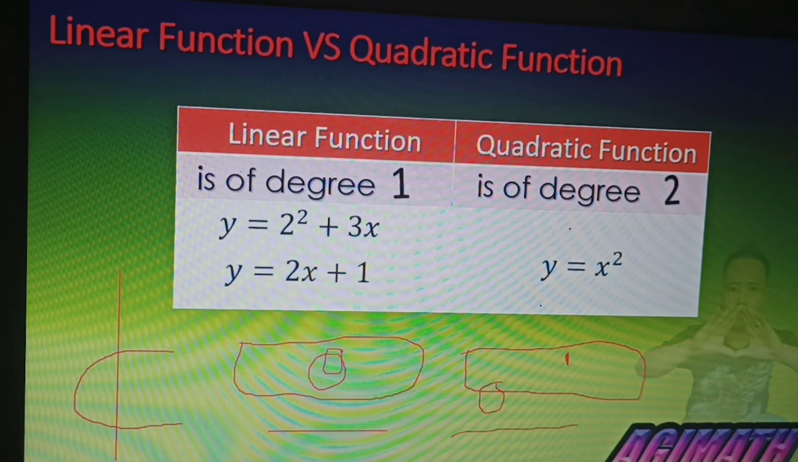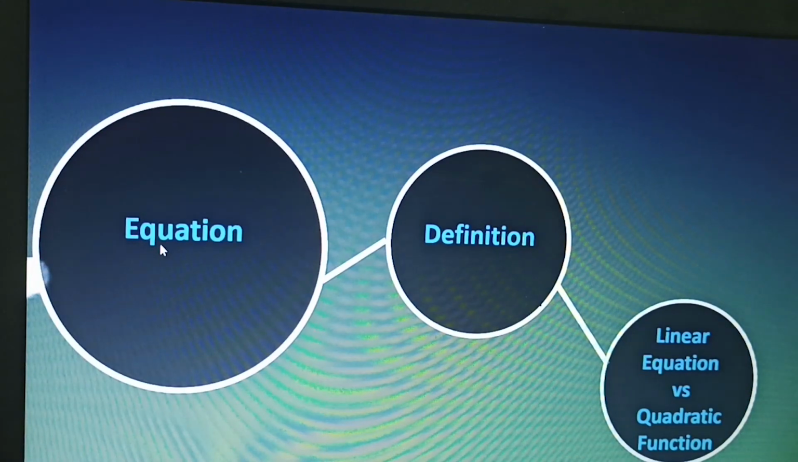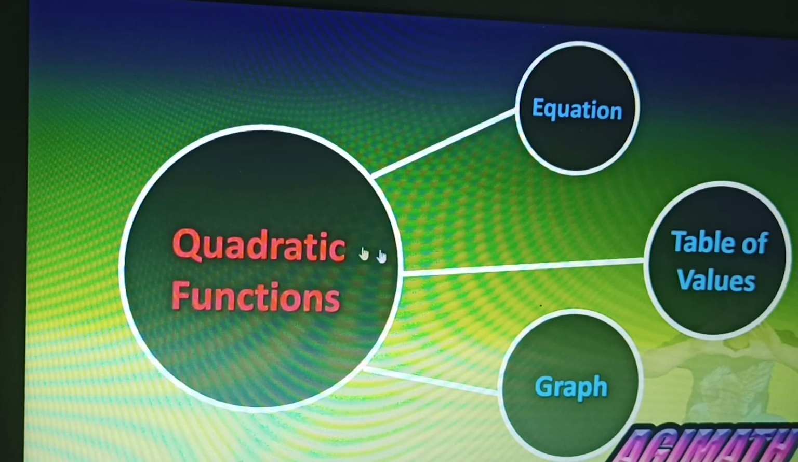I think it's clear to you now. I hope so. So we already differentiate linear function from quadratic function through their degrees. Now let us proceed to table of values.